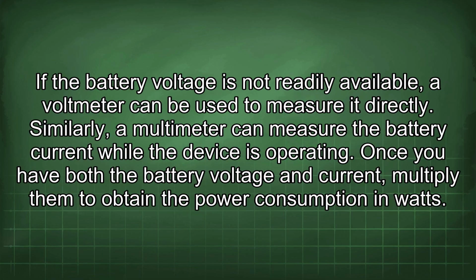If the battery voltage is not readily available, a voltmeter can be used to measure it directly. Similarly, a multimeter can measure the battery current while the device is operating. Once you have both the battery voltage and current, multiply them to obtain the power consumption in watts.